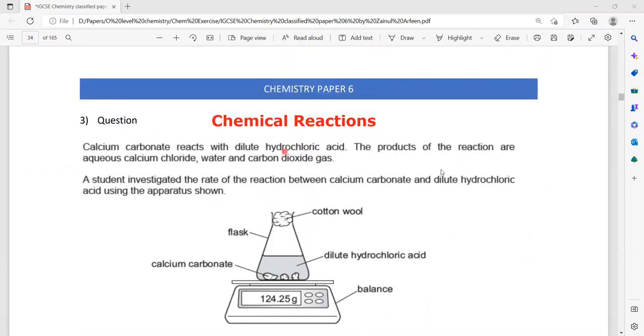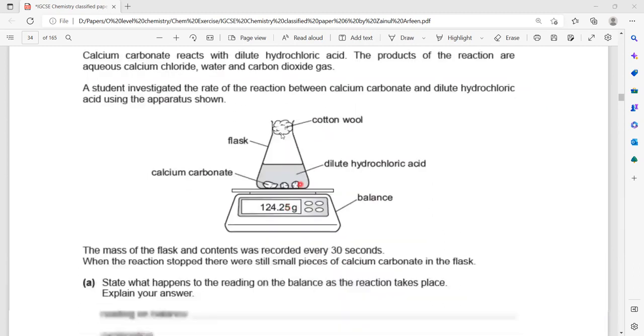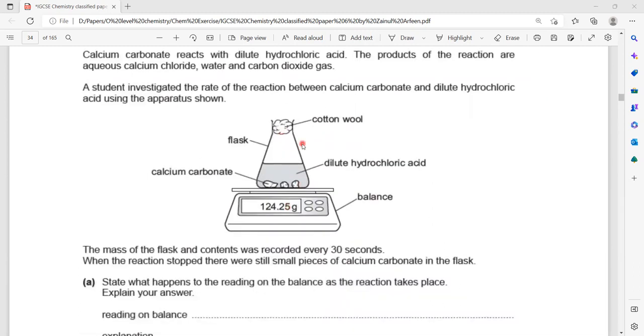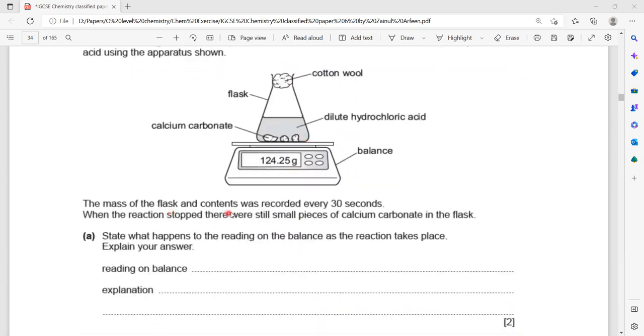What will be the product? As I mentioned here, carbon dioxide gas is there. As a gas is given off, the mass of the contents of the flask will decrease. The mass of the flask and the contents was recorded every 30 seconds. When the reaction stopped, there were still small pieces of calcium carbonate in the flask. State what happened to the reading on the balance as the reaction takes place.